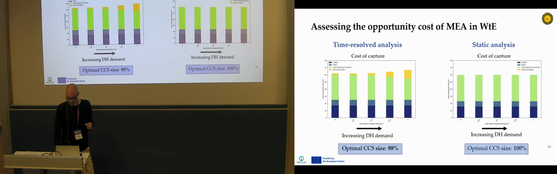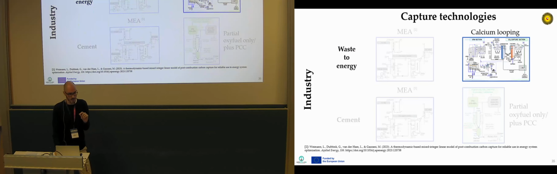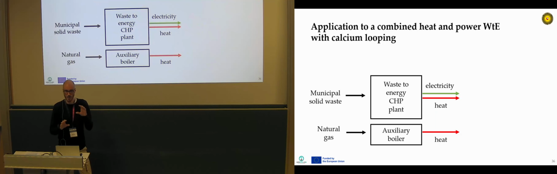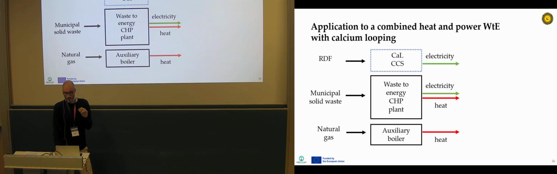So it means that you are oversizing your capture unit if you don't take into account the temporal dynamics. Now let's move on to the second application, to the second technology, which is the calcium looping unit. Again, on a waste-to-energy facility. So we have the same CHP waste-to-energy plant as before with the auxiliary boiler. Now this time, the calcium looping unit is a more independent unit because it needs its own fuel supply, which is this RDF fuel. It's a waste fuel that supplies the heat needed for the calcium looping unit.